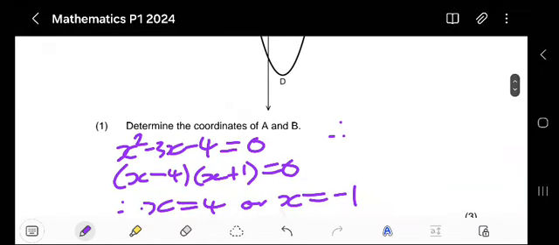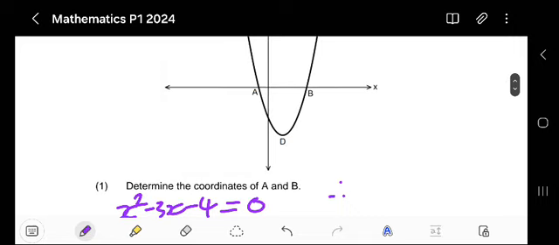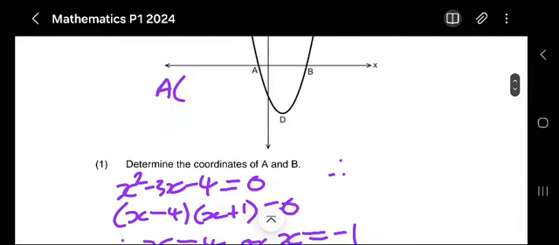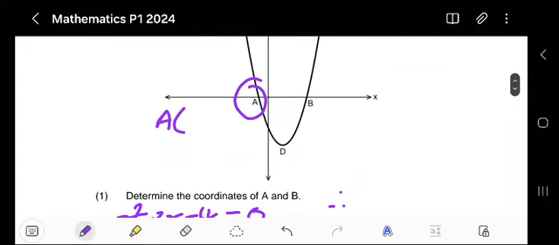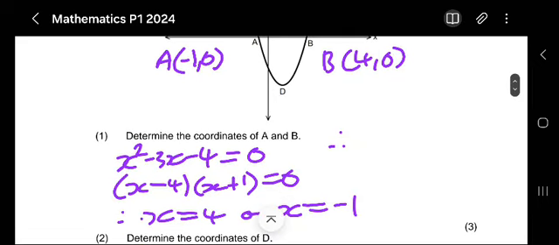But they say they wanted the coordinates. Therefore the coordinate of A will simply equal, because it's on the negative region, remember this is a negative region, that must be (minus 1, 0). B will simply equal (4, 0). So yeah, those are our coordinates.